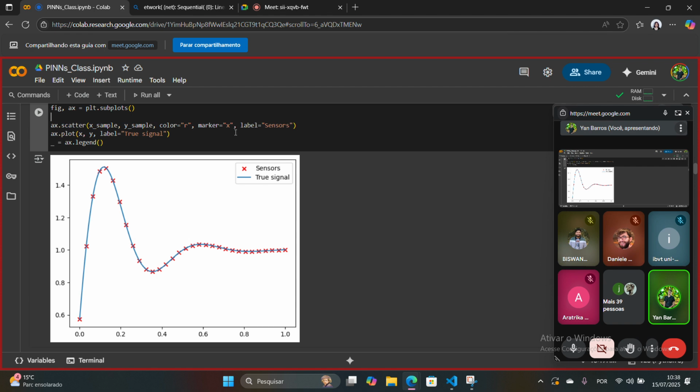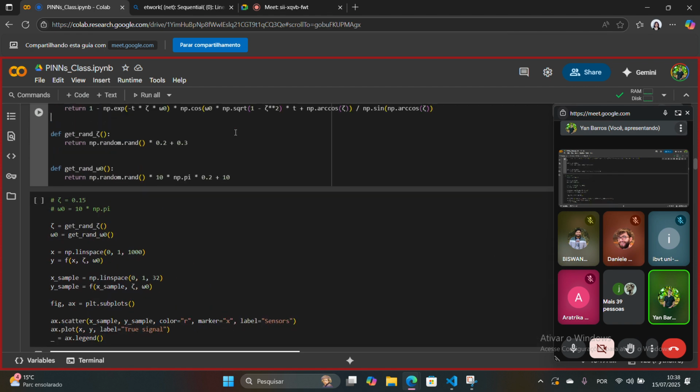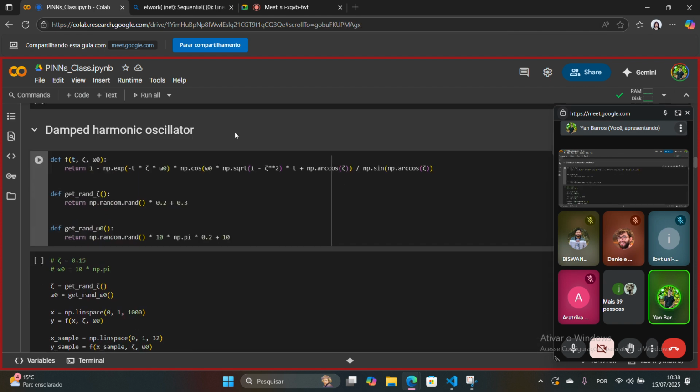And when I talk about this, it is because for damped harmonic oscillators, we have the values of the frequencies here, and we also have the damping values here. So this is the way we are representing this function using a mix of cosines and sines inside of the function. So we do this, and we generate the data set here.